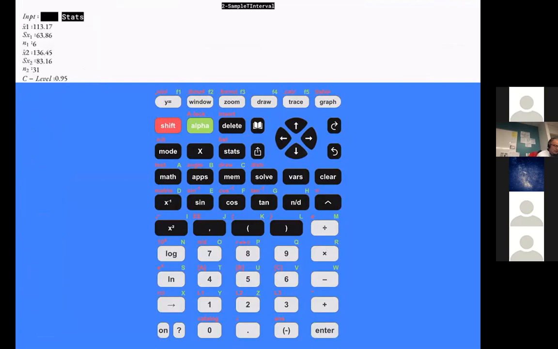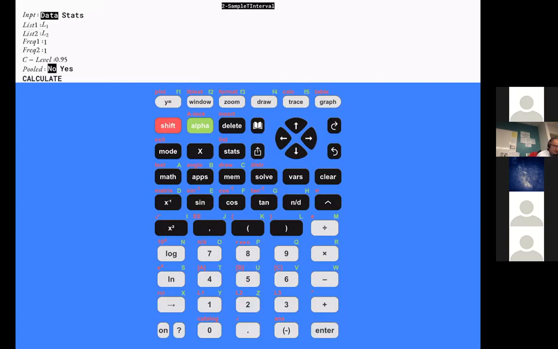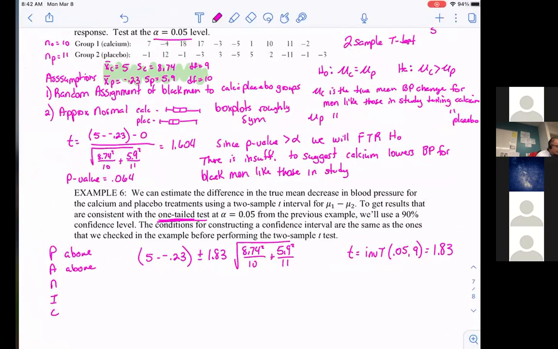I have data. My data is stored in L1 and L2. We're going to be 95% confident. No, we're not. We're going to be 90% confident. I got an error again. There's got to be something bad in my list. That's the only way I can figure that goes. Did I hit a minus sign versus a negative sign somewhere? Oh well, we're not going to take time to figure this out. There's no sense in burning up that time for you guys.